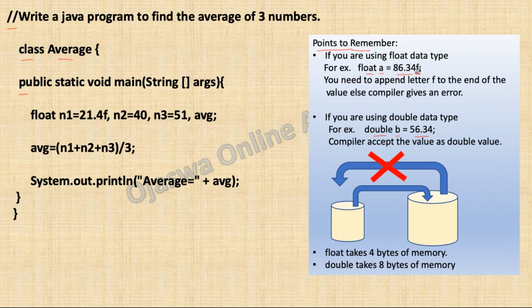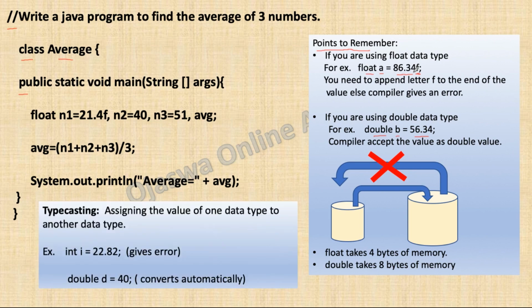So why does the compiler give an error if you don't append f to the value? See, Java is a strongly typed language. What do we mean by typecasting? Typecasting is when you assign a value of one data type to another data type. For example, int i = 22.8. If you try to store a number with a decimal point in an integer variable, this will become a lossy conversion because the int data type only stores the value 22. 0.8 will not be stored. Hence, the Java compiler does not allow storing such values.